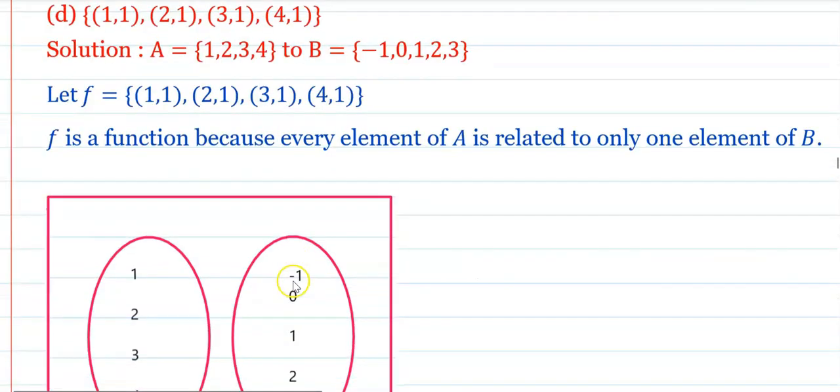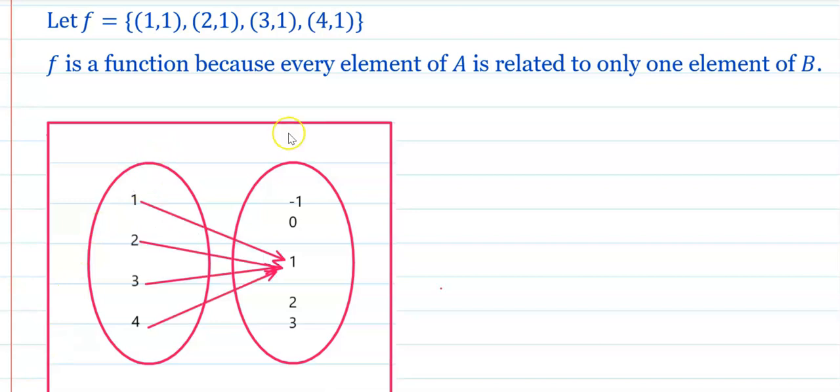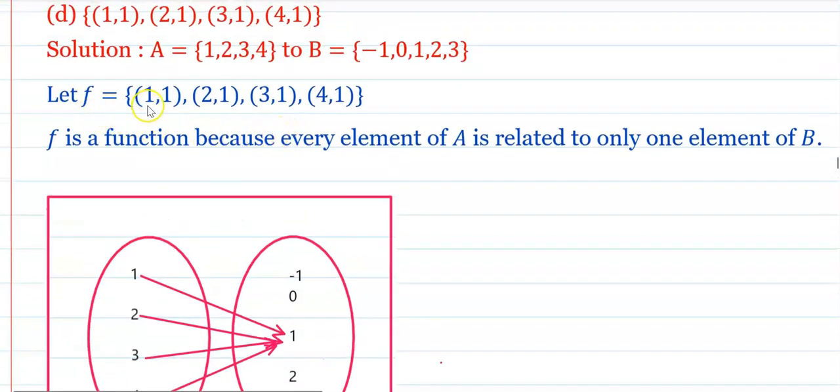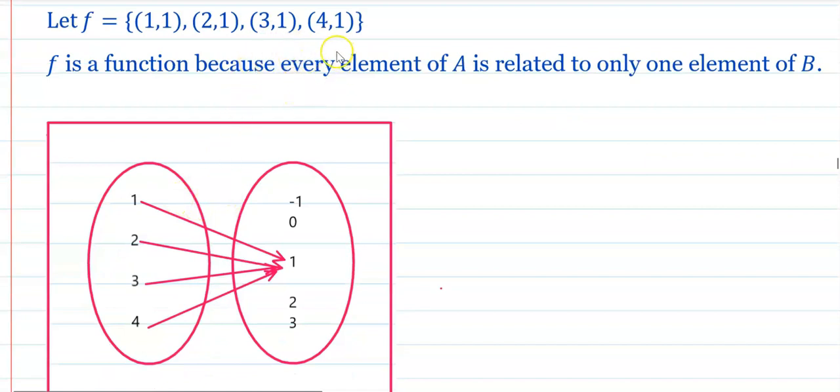Now the next, see this here. In this function, 1 has image 1, 2 has also 1, 3 has 1, 4 has also 1. f is a function because every element of A is related to only one element of B.